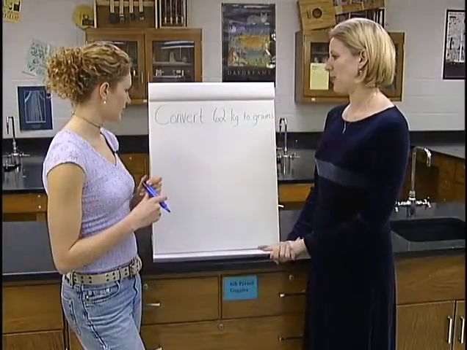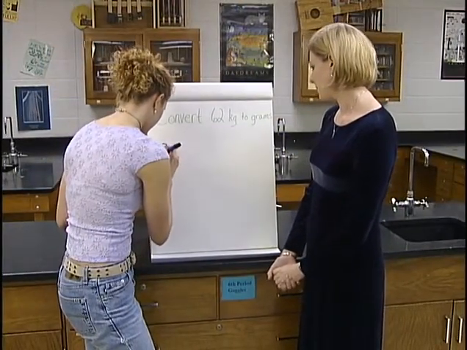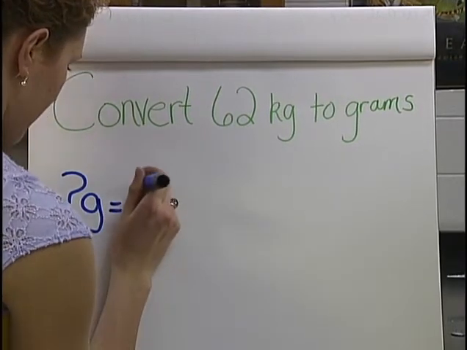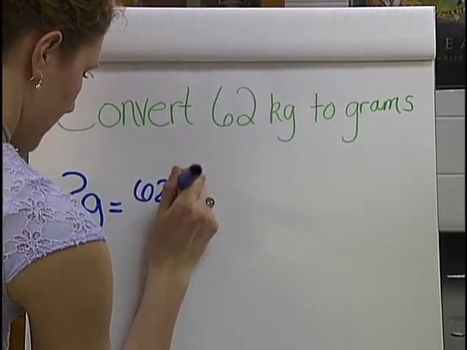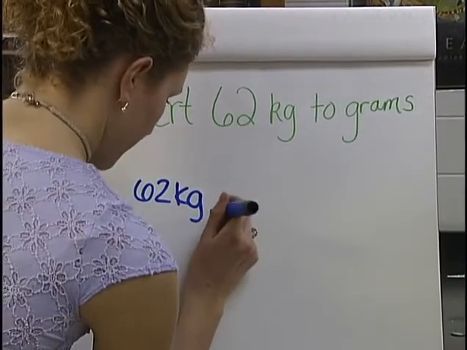Okay, how are you going to start every problem? With a question mark. Okay. Then you want to ask yourself, what are you trying to solve for? How many grams are in 62 kilograms? Good. So grams equals... Okay, now you're in kilograms and you want to go to grams. So how are you going to get rid of kilograms? Put kilograms on the bottom so that they'll cancel out. Good.